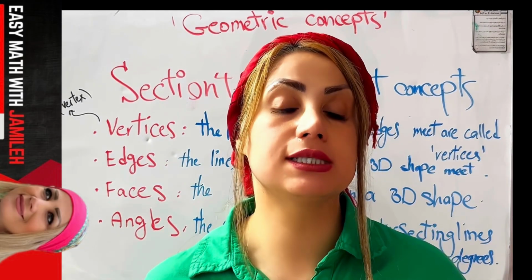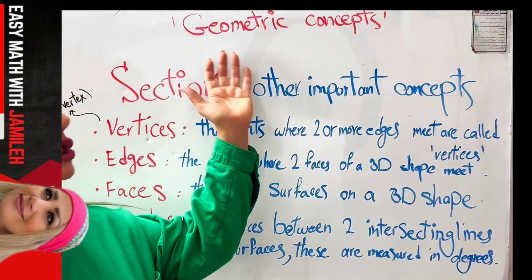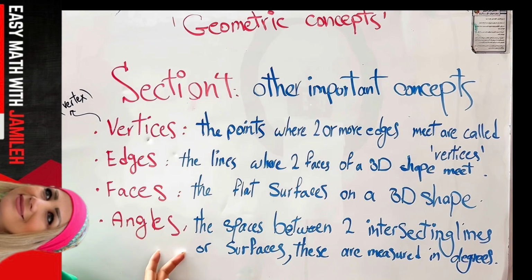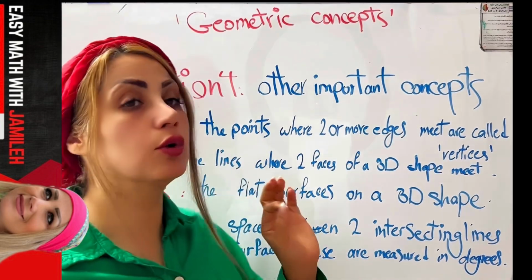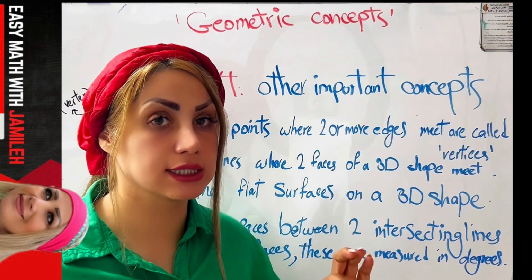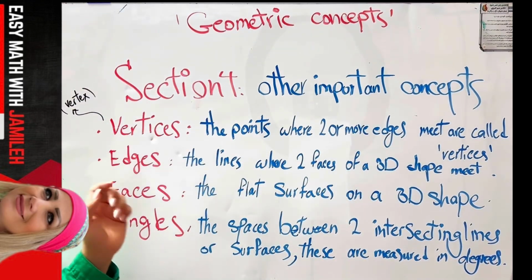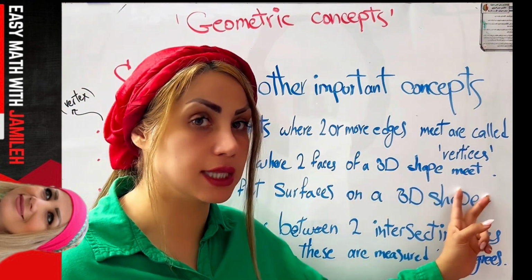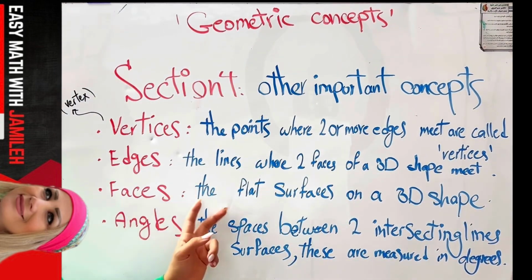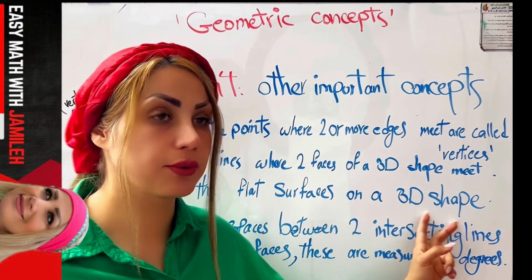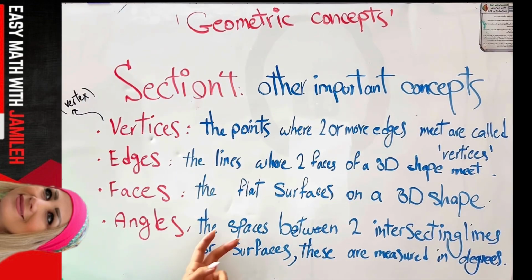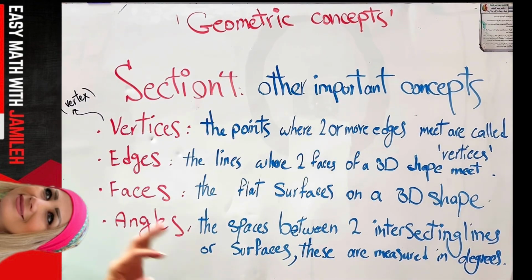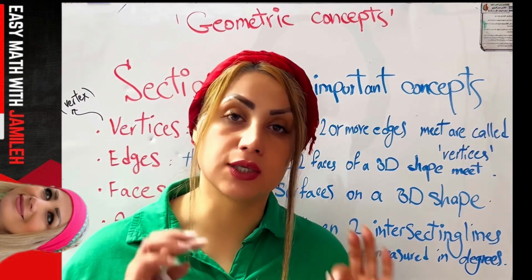In addition to shapes, it's important to understand a few more geometric concepts: vertices, edges, faces, and angles. Vertices. The points where two or more edges meet are called vertices, and the singular is a vertex. Edges. The lines where two faces of a 3D shape meet. Faces. The flat surfaces on a 3D shape. And angles. The spaces between two intersecting lines or surfaces. And these are measured in degrees.